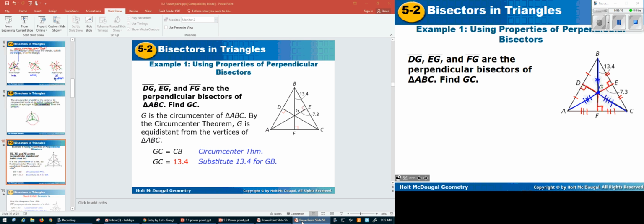So the question they ask first is, what is GC? What's the distance from G to C going to be? It's going to be the same as GB, which is 13.4. So it's really easy to answer the question once it's marked. I'm not going to change my picture because it's all marked here. But if you look at the next example in your notes, it's the same picture, right?